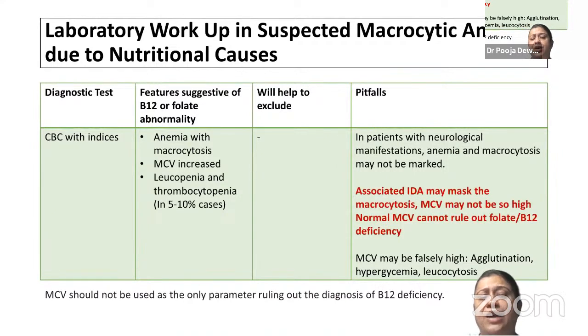Because we rely on Coulters a lot, we know that if there is agglutination of RBCs, for example in cold agglutinin disease, or autoimmune hemolytic anemias, which also have macrocytes and spherocytes in blood, the MCV can be falsely high because the cells are clumped together and counted as larger. Even hyperglycemia and leukocytosis sometimes lead to a falsely high MCV. So all these findings that you are seeing on your automated Coulters must be confirmed on a peripheral smear.